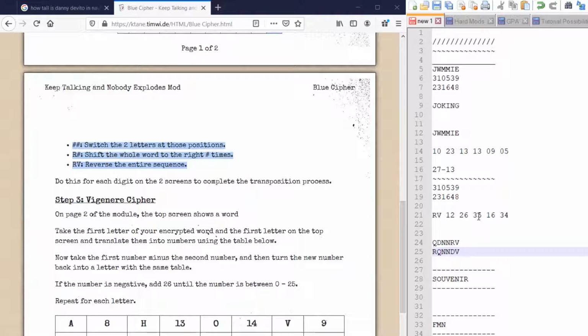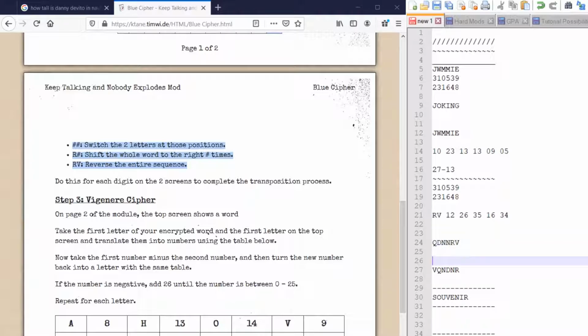Next instruction is 35. So we replace the ones at 3 and 5. So this becomes a Delta. This becomes a November. 1 and 6, so we flip the ends, so this becomes a Romeo, this becomes a Victor, and 34, so we swap the 3rd and 4th, so this becomes November, this becomes Delta.